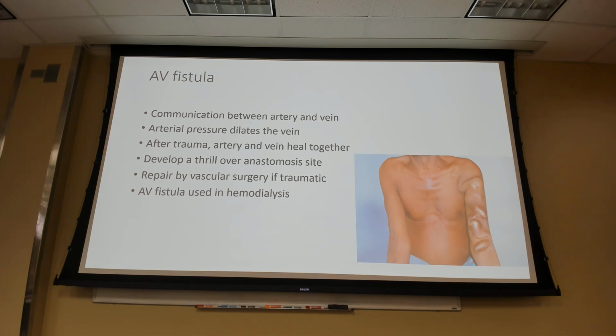So they'll typically have some sort of thrill over the anastomosis site, and we can repair these by vascular surgery. Obviously, most of the ones we see are hemodialysis related, and they need that, so it's required for their dialysis, so we don't do anything for those. But if a patient had some sort of procedure, like we might see it if we place a femoral artery catheter in them, this is something we need to consider if after the procedure we then have one of our hard signs, like a pulsatile hematoma in an area where we should have been cannulating that vein.